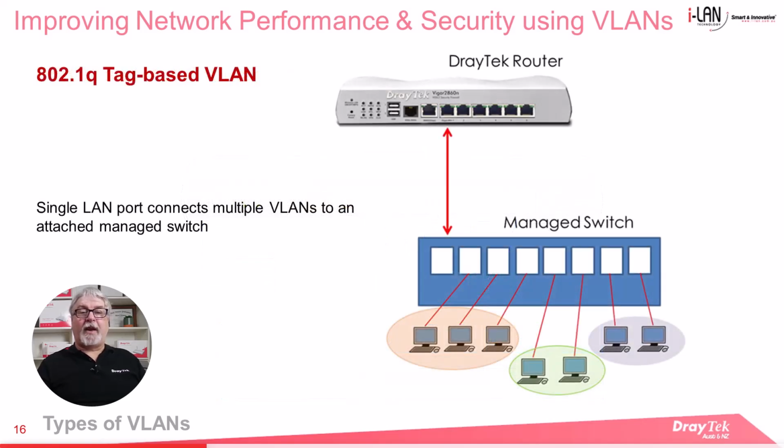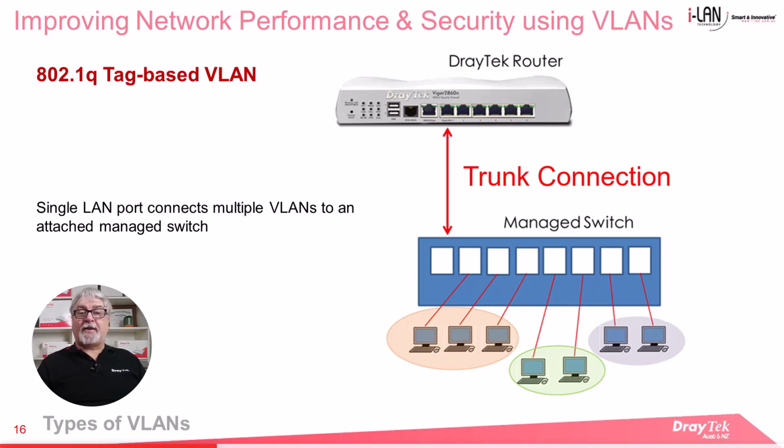The next type of VLAN is 802.1q tag-based VLANs. In this case, the VLANs aren't tied to any particular port on the router. In the example shown here, we have three different workgroups represented by different colours connected to a switch, and the switch is joined to the router with a single cable. This is called a VLAN trunk connection.